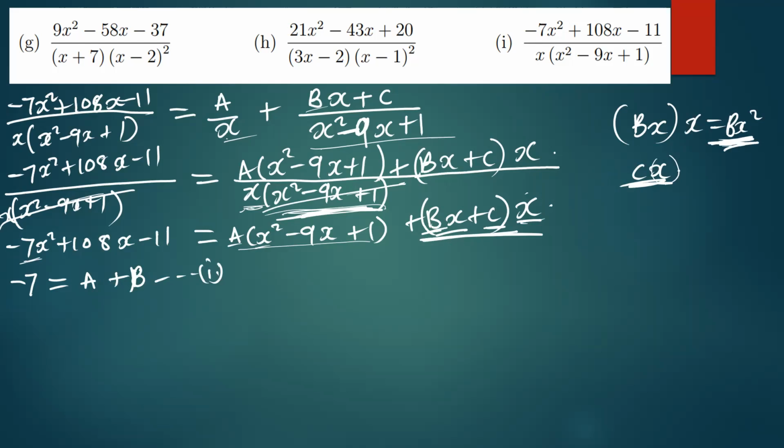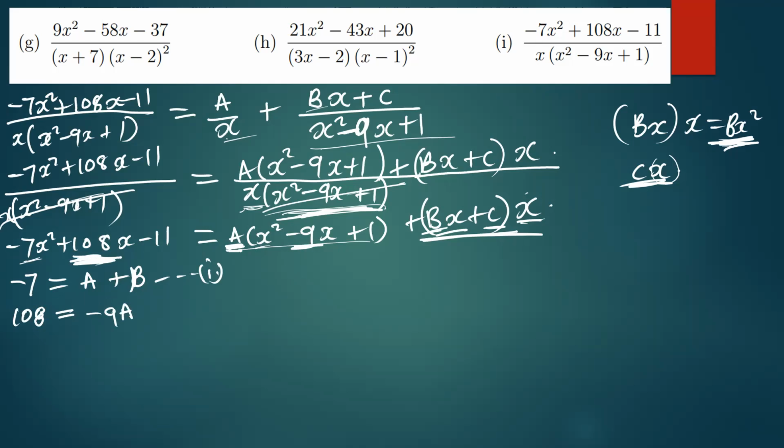Then we can also compare the coefficients of x. When you compare the coefficient of x on the left side, you're going to have 108. So 108 is the coefficient of x. Then here on the right, you're going to have A times -9. So A times -9 will be the coefficient of x. So the coefficient of x is going to be -9A. So we're going to have -9A there.